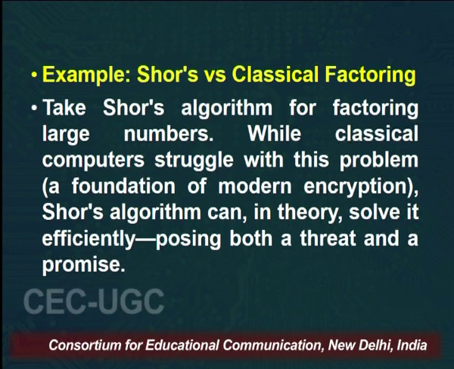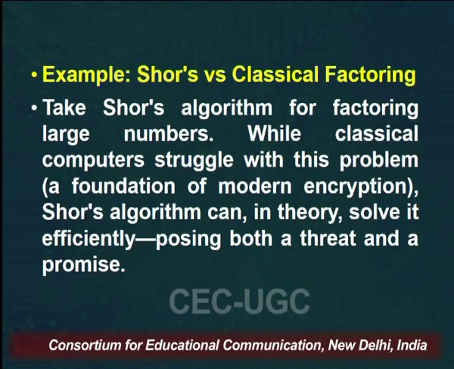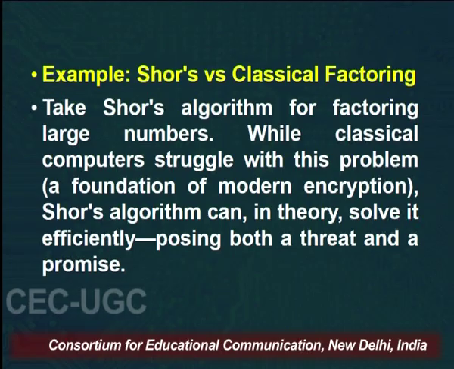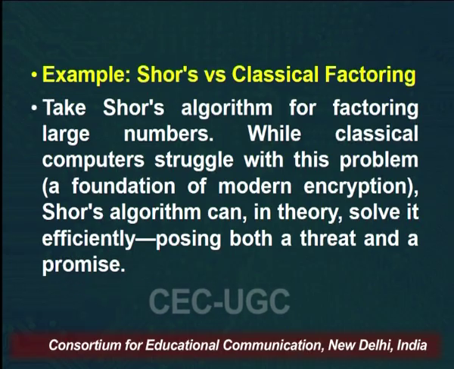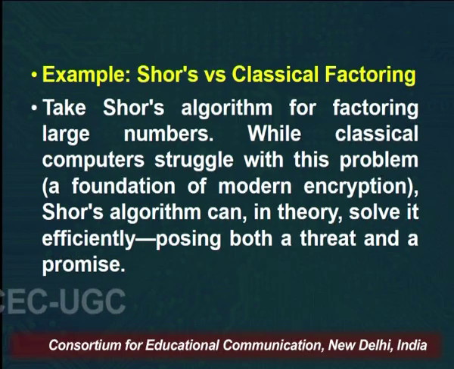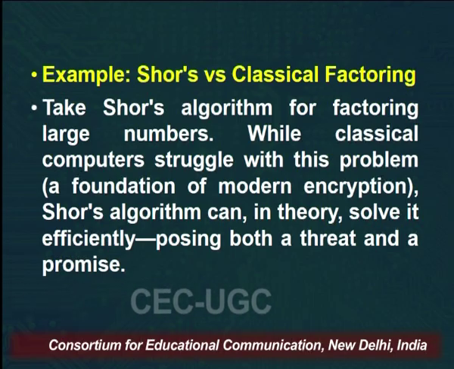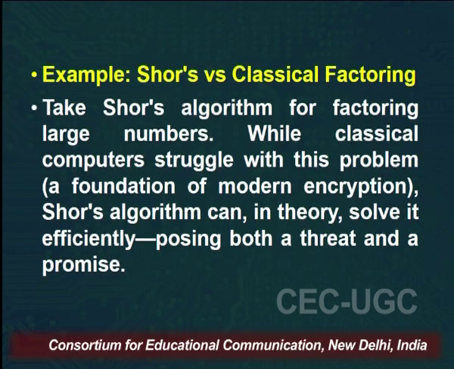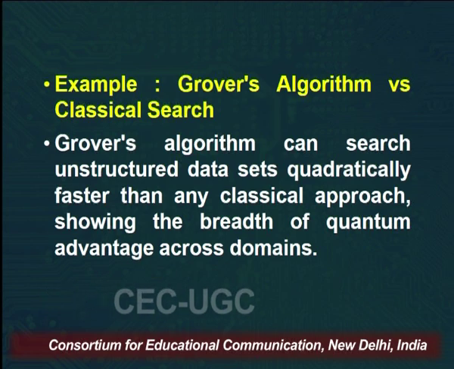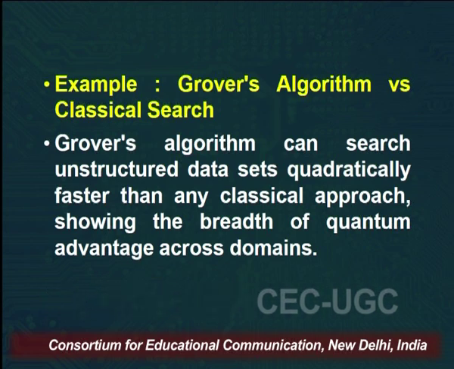An example is Shor versus classical factoring. Take the Shor algorithm for factoring large numbers. While classical computers struggle with this problem, a foundation of modern encryption, the Shor algorithm can in theory solve it efficiently, posing both a threat and a promise. Another example is the Grover algorithm, versus classical search.